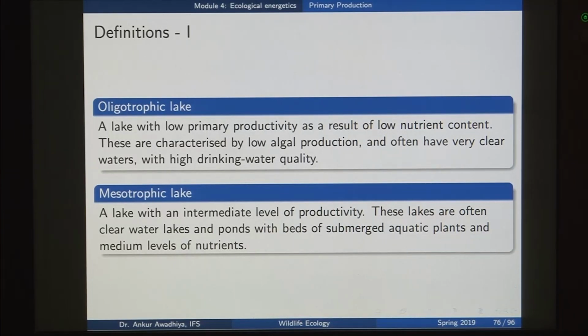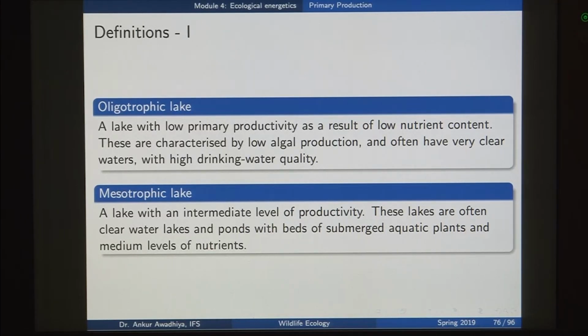So, for instance, in the case of lakes, we can have an oligotrophic lake. Now, oligo is less and trophic is the level of productivity. So, oligotrophic means you have a lake that has a low primary productivity as a result of low nutrient content. Because you do not have these minerals, nitrogen, phosphorus, potassium, or because your lake is in a place where it is not getting sufficient sunlight, or if it is in a place that is so cold that it does not allow any plants to thrive, you will have a situation of an oligotrophic lake. But in most situations we observe that this is because of a low nutrient content.